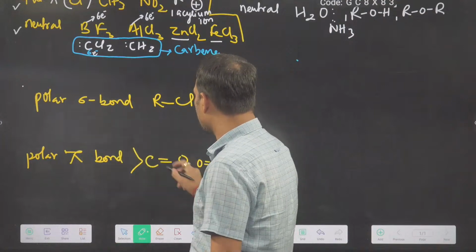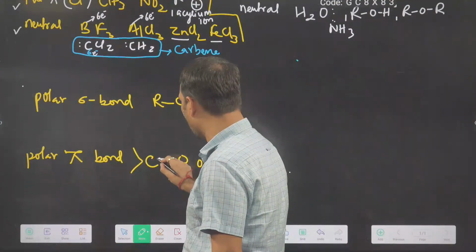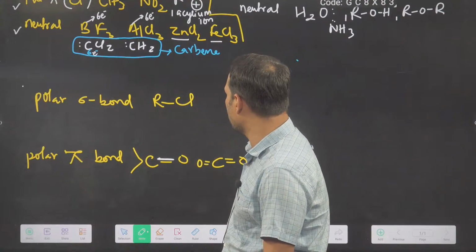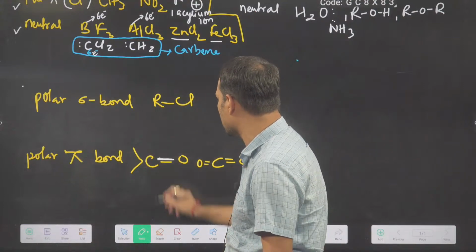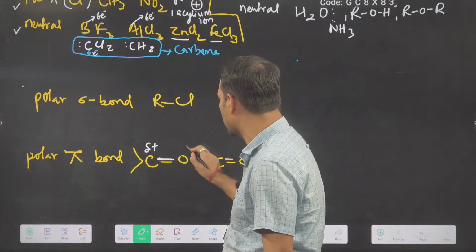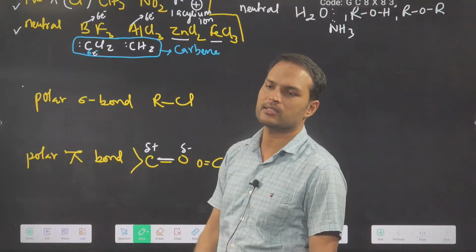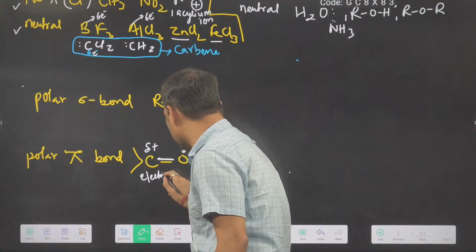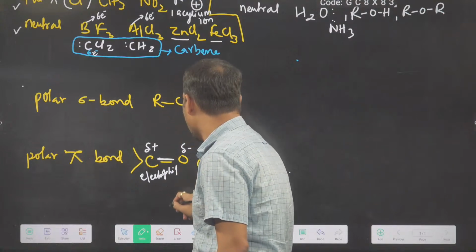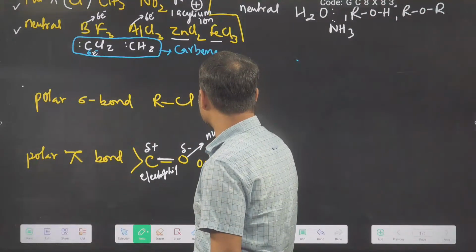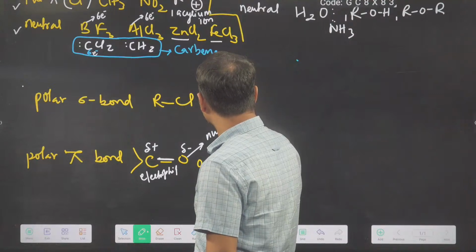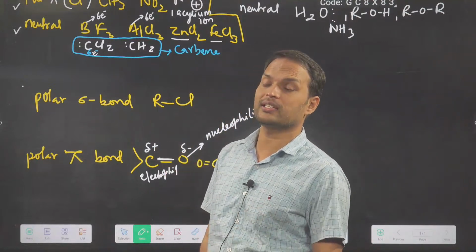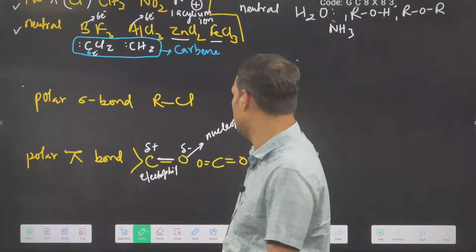Now you will say, sir, how is this acting as an electrophilic center? You can think like this. This is a polar pi bond. Polar how? Oxygen is more electronegative, carbon is less electronegative. That means this is delta plus, this is delta minus. So this site is electrophilic, whereas the oxygen site is nucleophilic. That means a carbonyl compound has both an electrophilic site as well as a nucleophilic site.